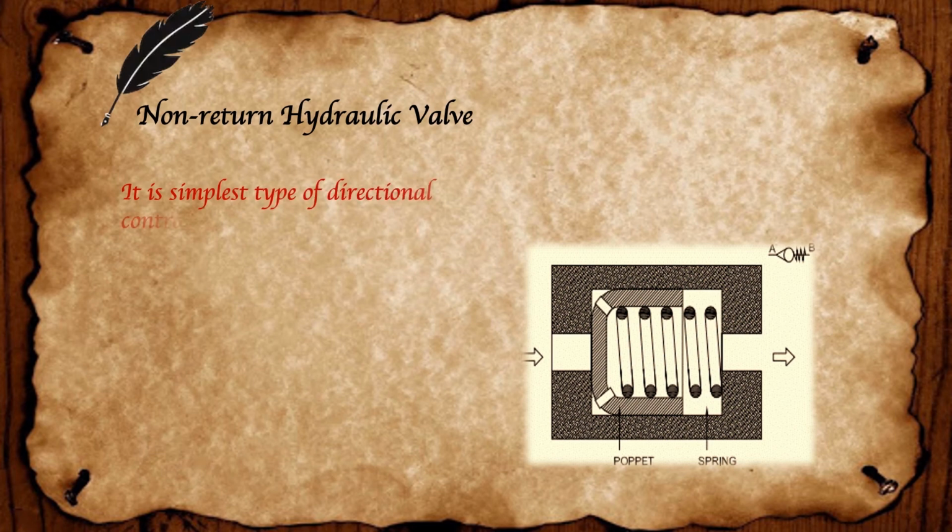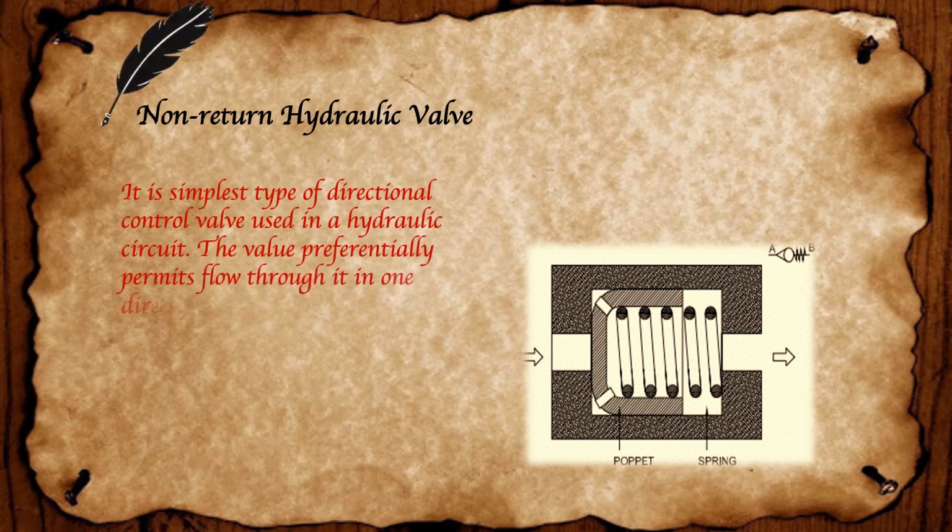Non-return hydraulic valve. It is the simplest type of directional control valve used in a hydraulic circuit. The valve preferentially permits flow through it in one direction and blocks the flow in the reverse direction.